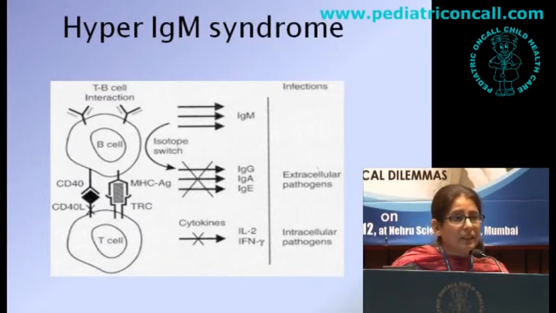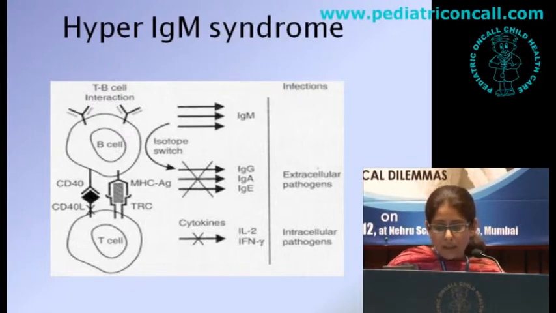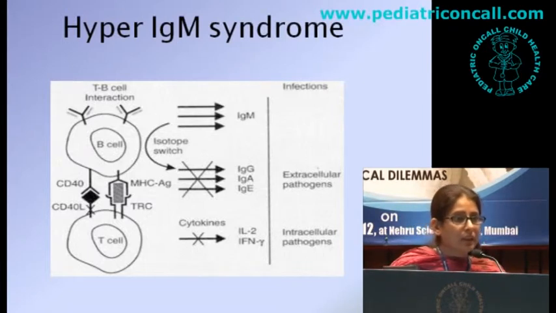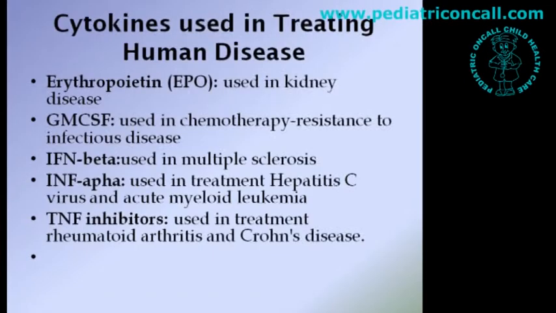At the same time, the T cell does not secrete cytokines like IL-2 and interferon gamma. And because these cytokines don't get secreted, the child is prone to intracellular pathogens. So that's why the child gets exposed to extracellular and intracellular organisms. And this is how a child with hyper IgM will present with repeated infections.